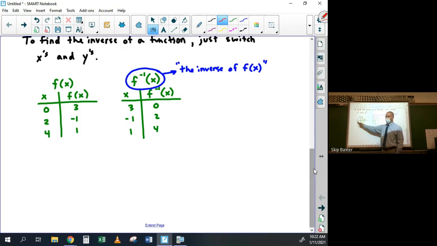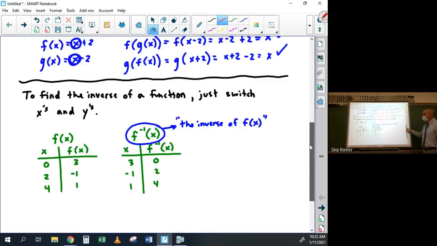If I started with 0 and I do f to it, I get 3. And then if I take that result and do f inverse, I get 0, the x value that I started with originally. So that test that I did up here would definitely work.